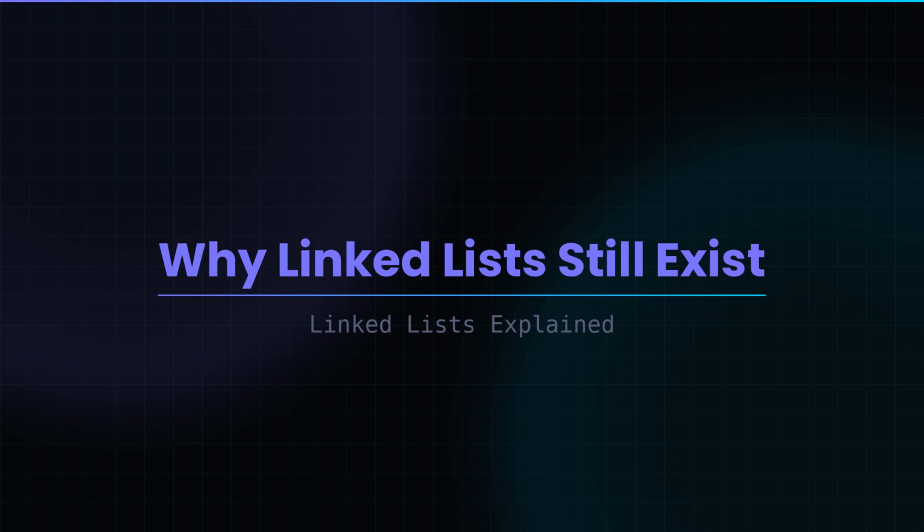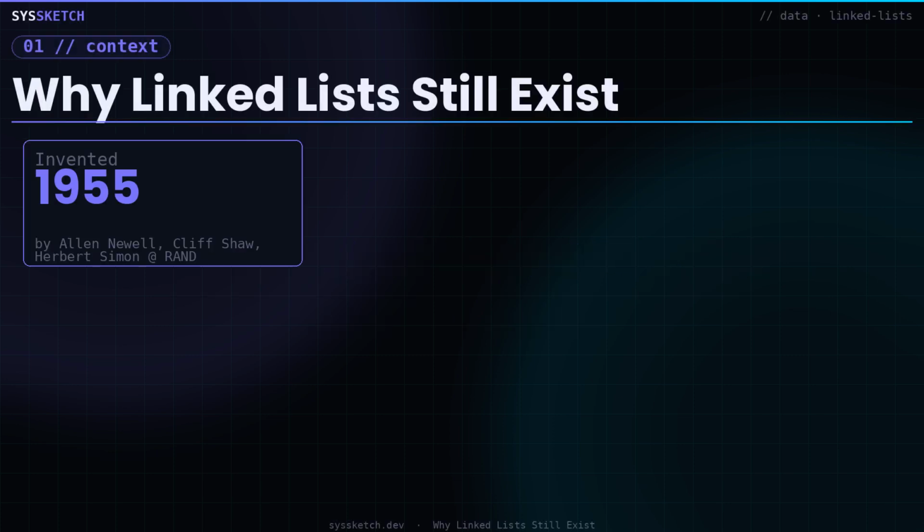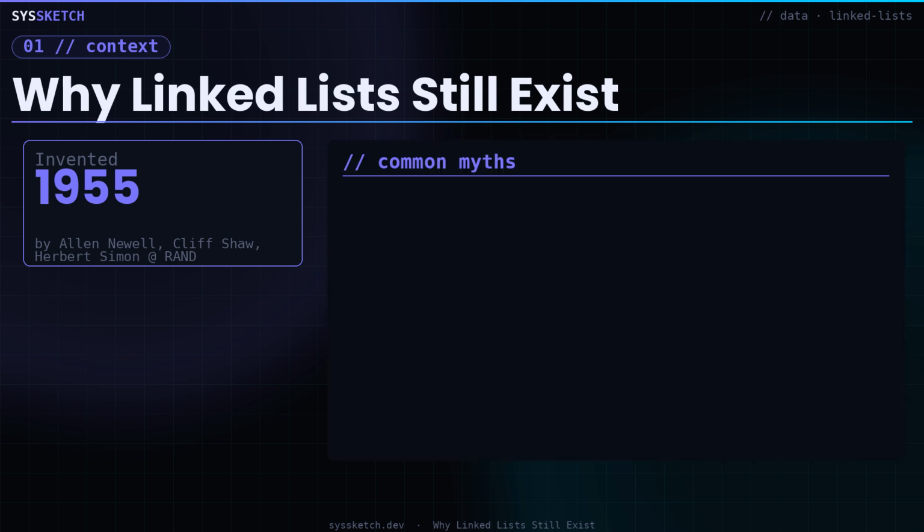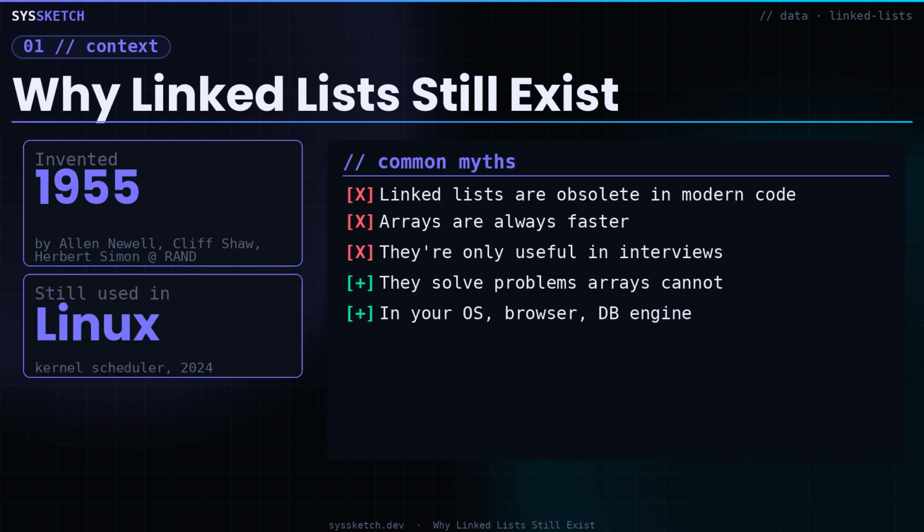Every developer eventually hears the same argument. Arrays are always faster, linked lists exist only for interview questions, and nobody actually uses them in real production code. That argument is wrong on all three counts. Linked lists are not a relic. They are a precision tool, one that solves a specific class of problems that arrays simply cannot handle efficiently at scale.